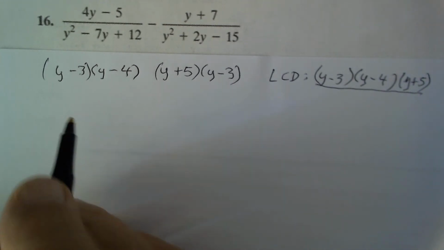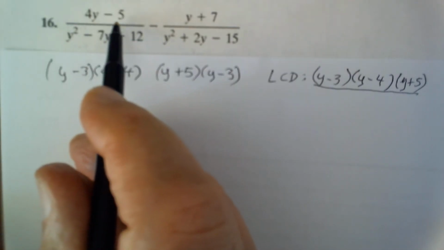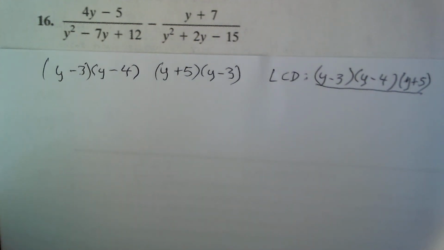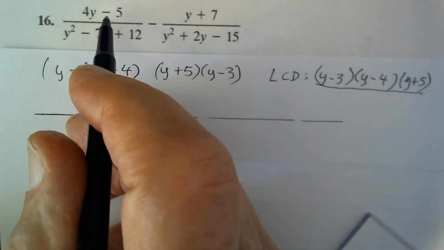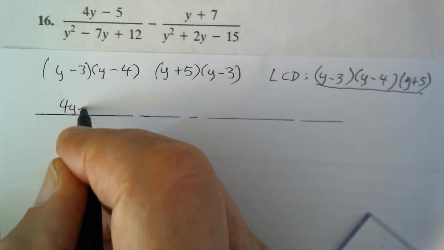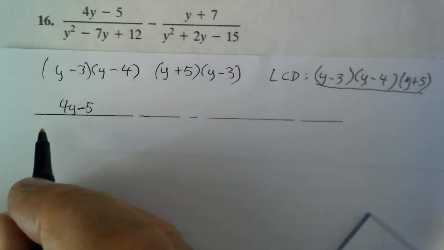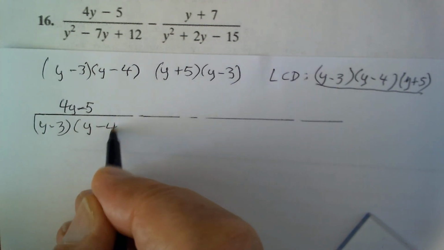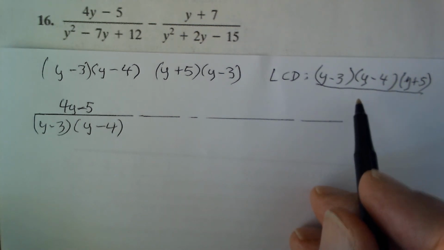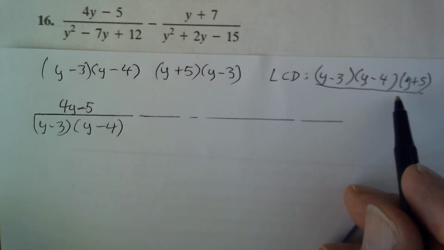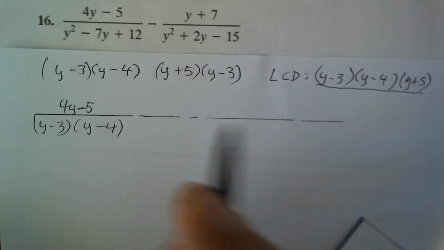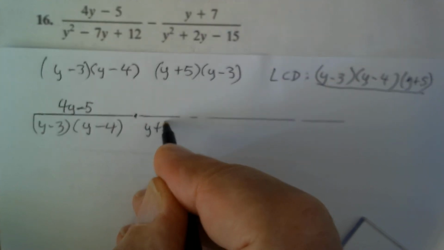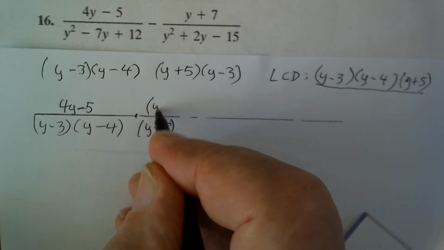Okay, so then when we look at the first expression, and we write the denominator in factored form, as well as for the second expression, we get the following. So we have in the numerator 4y minus 5. In the denominator we have y minus 3 times y minus 4. And when we compare that expression in the denominator here with the LCD, we notice that the missing factor is y plus 5. So we need to multiply by 1, in this case y plus 5 in the denominator, and then y plus 5 in the numerator.